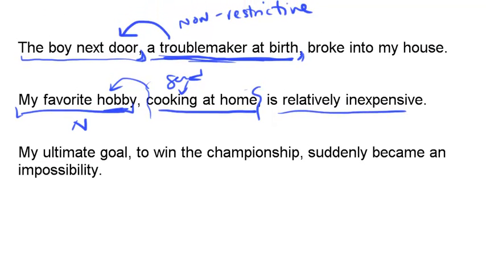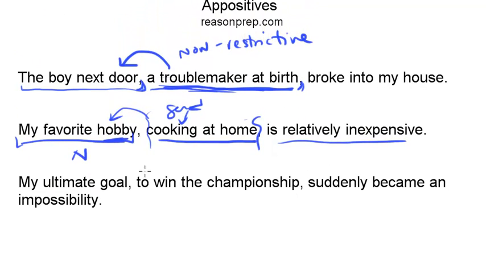Finally, my ultimate goal, to win the championship, suddenly became an impossibility. Now, we could also write the sentence without the commas. We could say, my ultimate goal to win the championship suddenly became an impossibility. Right? That's a different sentence than the one with the commas. But the point is that you could have the commas here if you wanted to make this non-essential. And the point is here we have an infinitive phrase actually acting as a noun, amplifying or renaming this goal, or telling us more information about what the goal is.